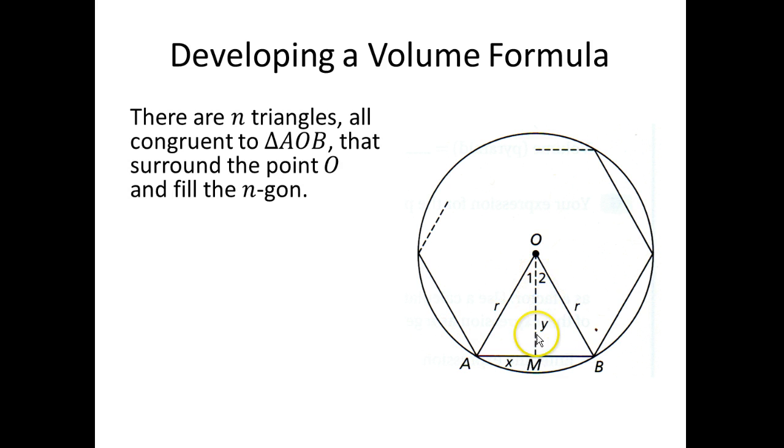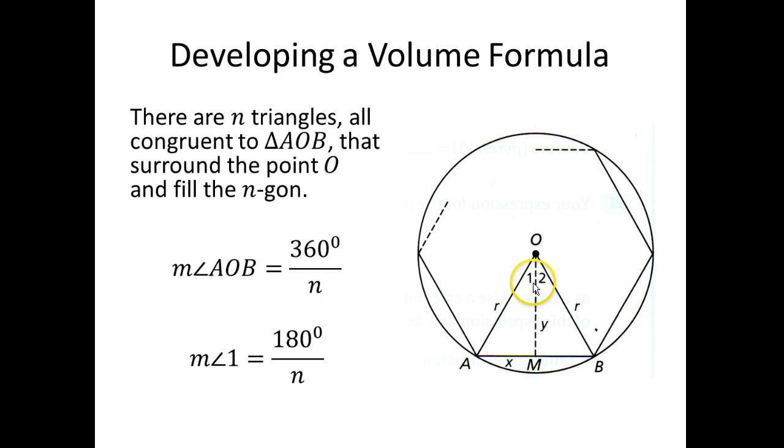So there are a total of n of these triangles. So for example, let's say this inscribed polygon has 1, 2, 3, 4, 5, 6 sides. Then there's going to be 6 of these triangles that are congruent to triangle AOB, that surround the point O and fill up the regular n-gon. So since there are n of these triangles, the measure of angle AOB is 360 degrees divided by n. Well, since angle 1 and angle 2 are the same measure, that means that the measure of angle 1 is 180 degrees divided by n. Okay, so the measure of angle 1 is 180 over n.